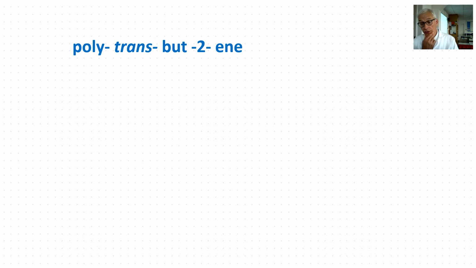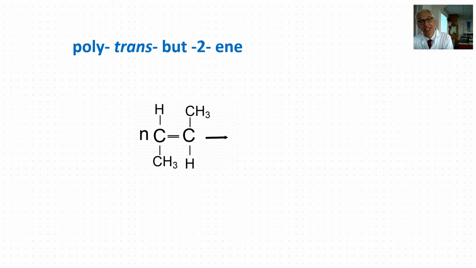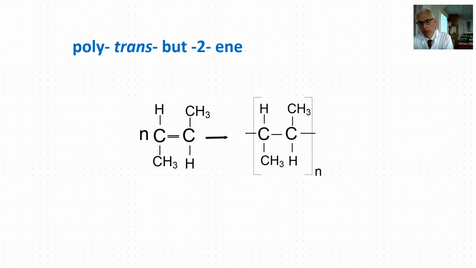And final task, polytransbutene. Can you represent polytransbutene? Pause the video, think it through, see if you can come up with the correct version. Okay, so I'm now going to reveal. There is transbutene, so the spatial relationship between the methyl groups is going to be retained in the product. So there is polytransbutene. You might like to think about what polycisbutene might look like.